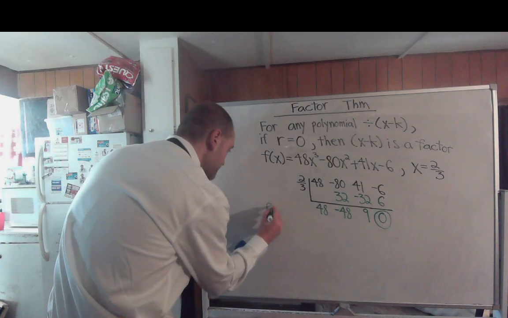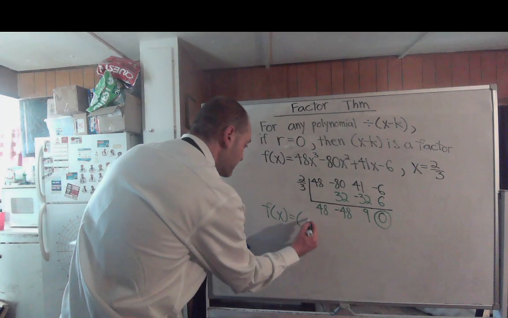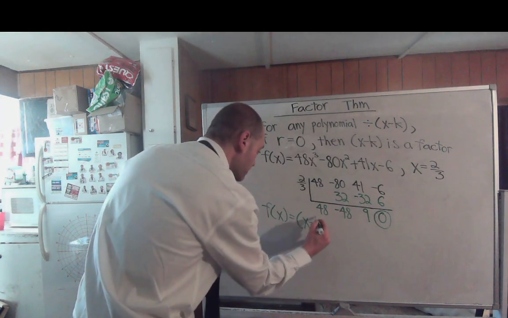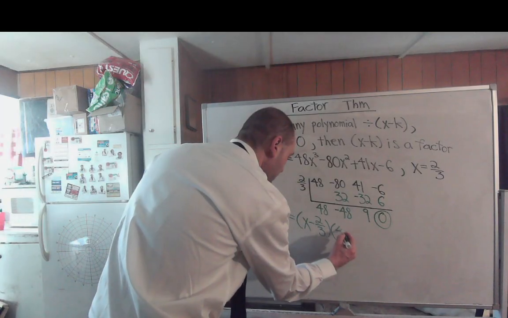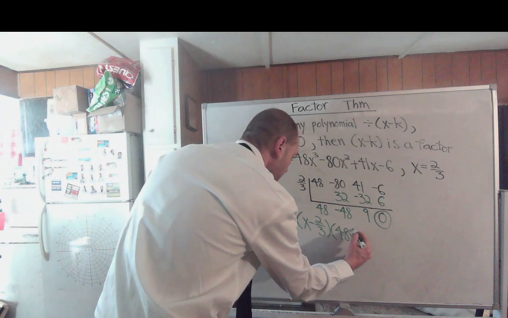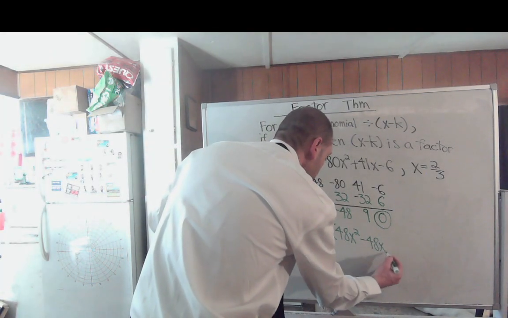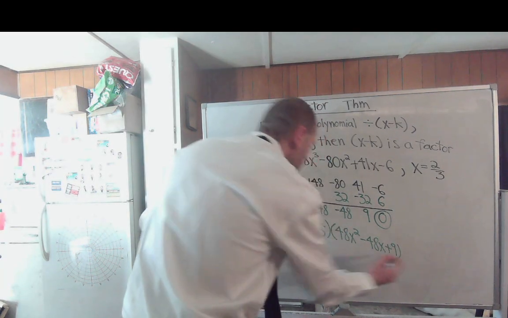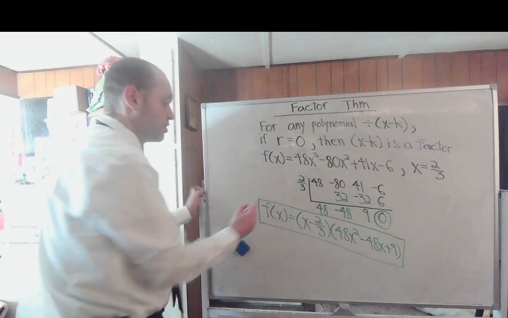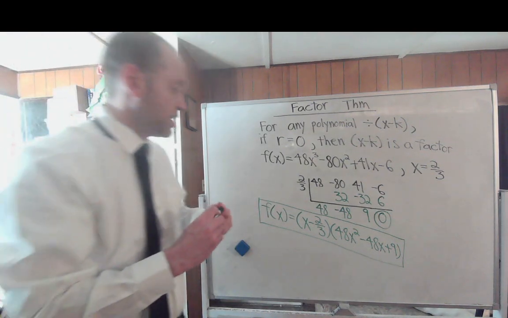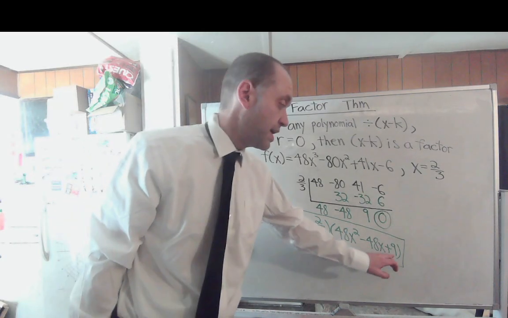So let's express this polynomial in its factored form. That's going to be the quantity of x minus that 2/3 times your quotient, which would end up being 48x squared minus 48x plus 9. That would be your polynomial in its factored form. F of x equals the quantity of x minus 2/3 times 48x squared minus 48x plus 9.